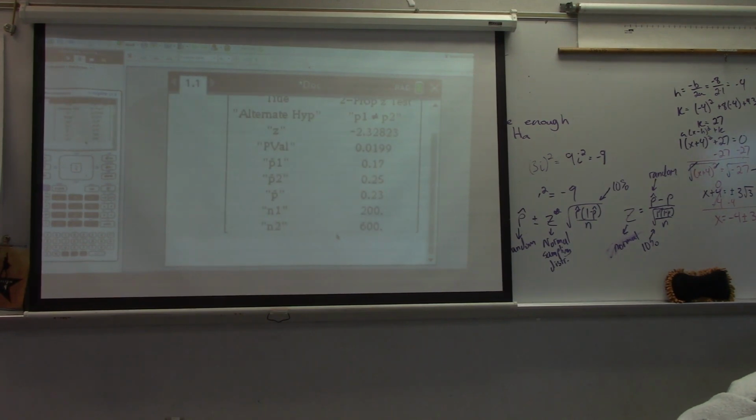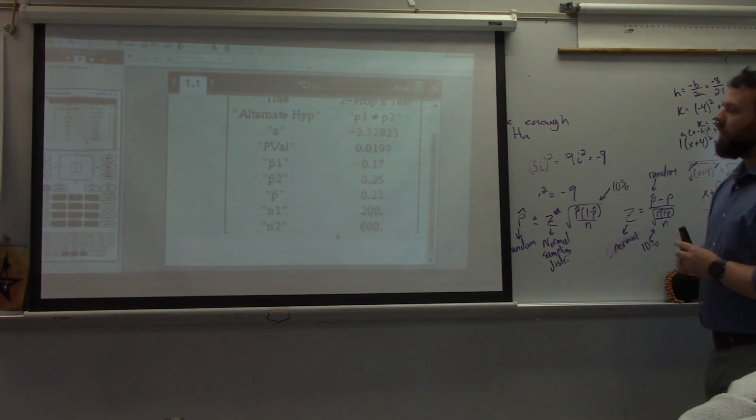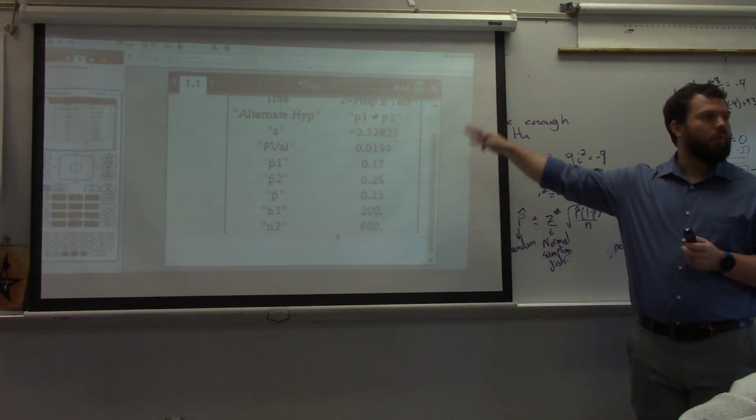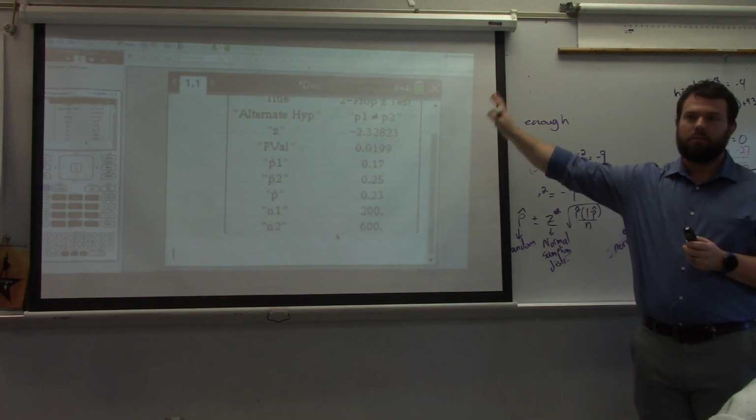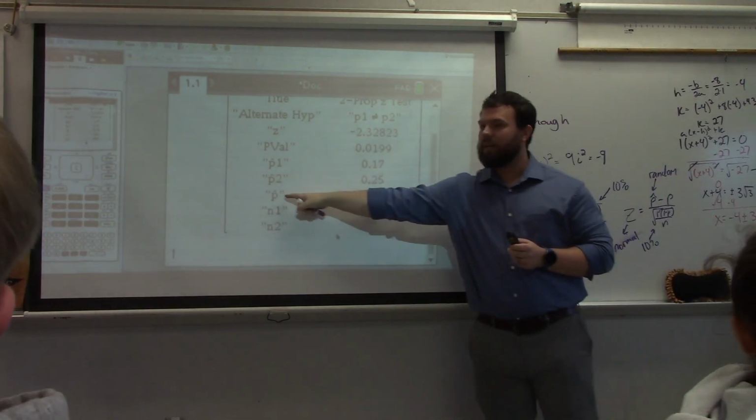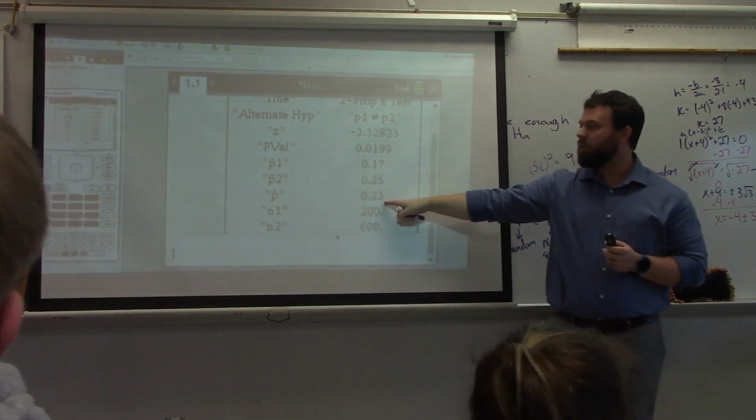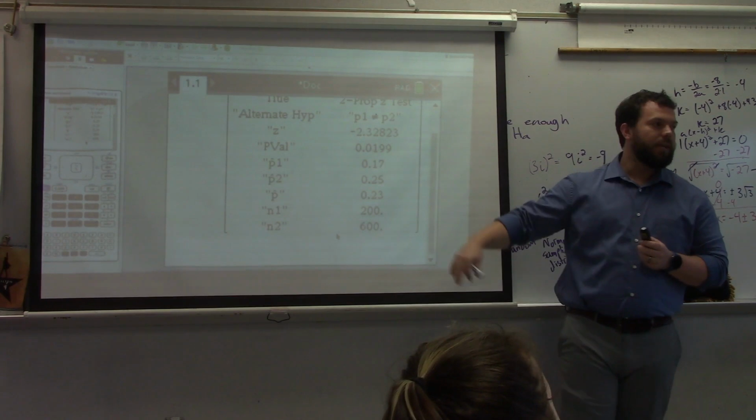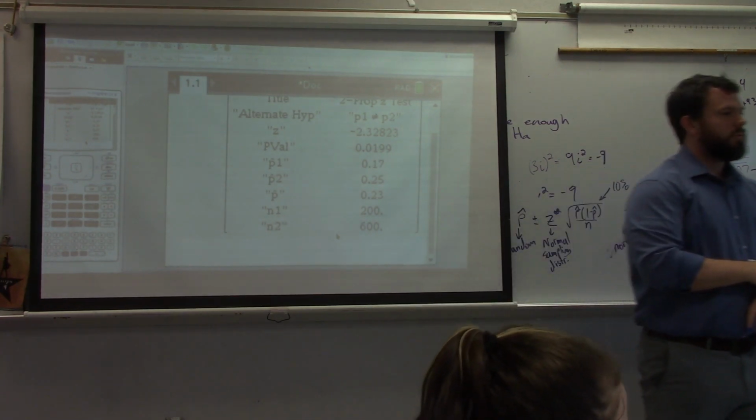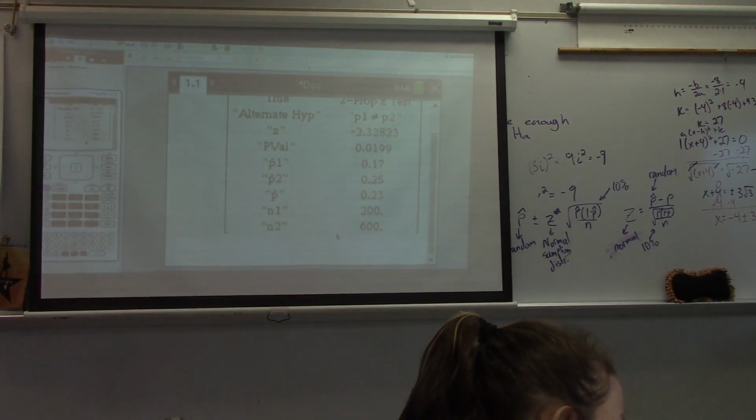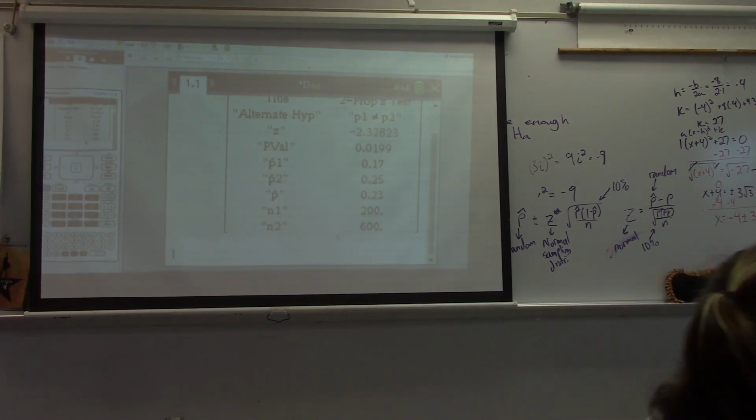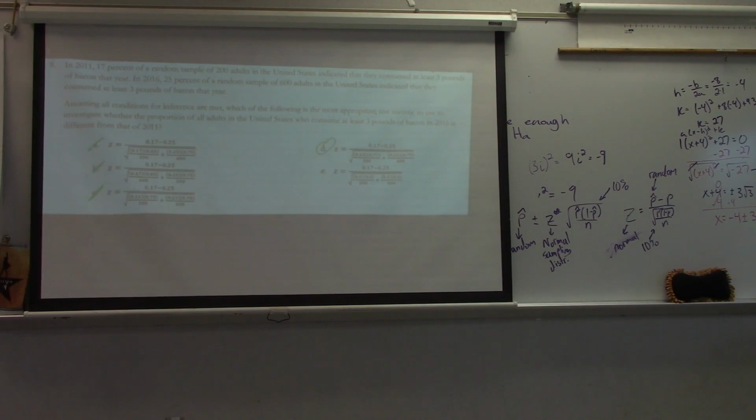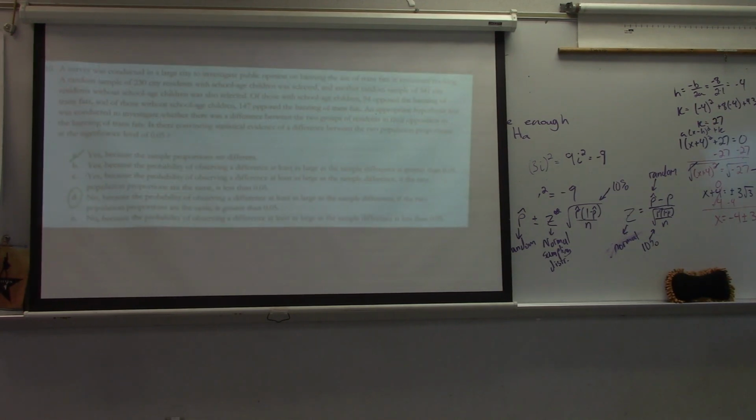Notice that running that test gives me a whole lot of information. Does anybody see where my combined sample proportion is up here? See that p hat? That's 0.23. So running your hypothesis test will give you that information. We just have to know how to put the stuff in that calculator. Okay. So again, look for those incorrect details.